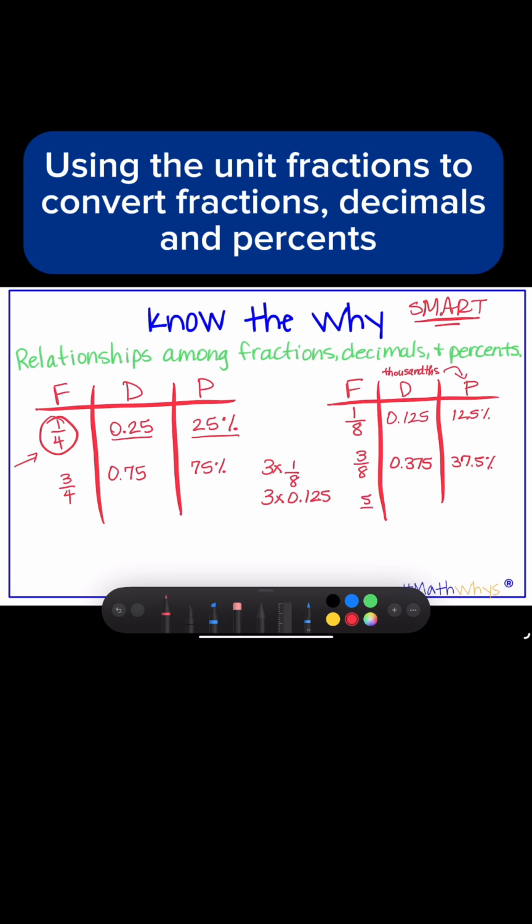For 5/8, it would be the same exact thing. Instead of multiplying the 3 by 1/8, they would multiply the 5 times 1/8, and they would get 625 thousandths and 62.5%. This strategy works especially well when students understand those relationships and they understand the unit fraction and how to use that and apply that knowledge to find those equivalent fractions, decimals, and percents.